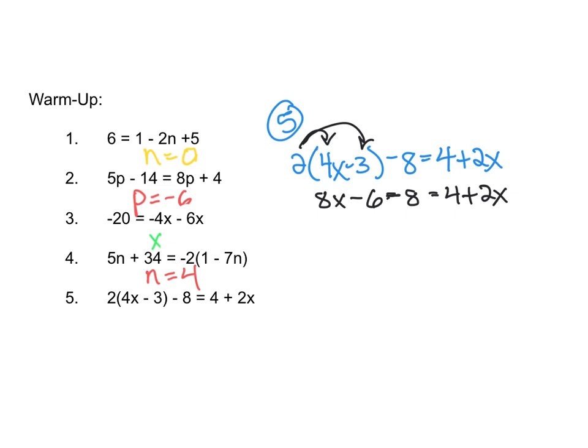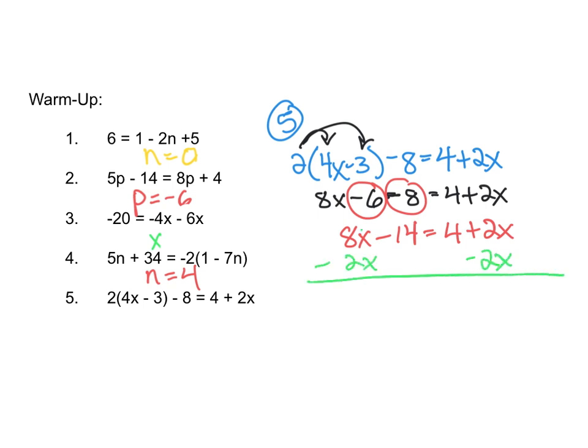From here, let's combine like terms on both sides. So on the left-hand side, I have a negative 6 and a negative 8. If we have negative 6 minus 8, or both of those negatives together, we have negative 14. 8x still stays there, equals 4 plus 2x. From here, we want to put all of our variables on the left-hand side. How do I move a positive 2x? Oh, I'm going to put a negative 2x with it.